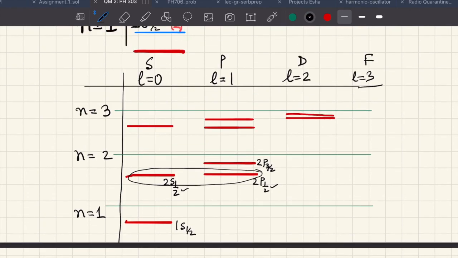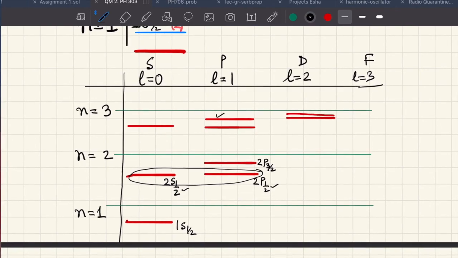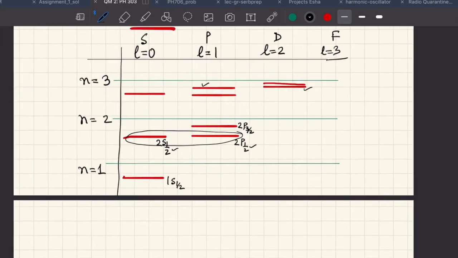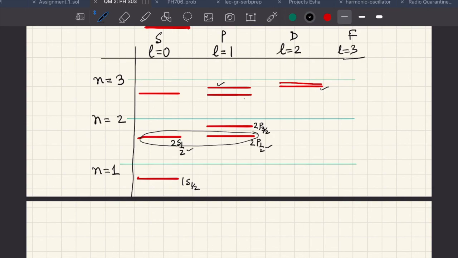Similarly, you come here and you see this and this. This was 3p 1/2, and this was 3p 3/2. The lower one is 3d 3/2, the upper one is 3d 5/2. So here also 3p 3/2 and 3d 3/2 are degenerate simply because they have the same n, 3, and the same j, 3/2.